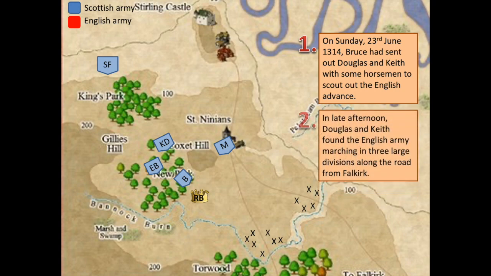In the late afternoon, Douglas and Keith found the English army marching in 3 large divisions along the road from Falkirk. And annotate your maps as follows to add the 3 divisions in. The vanguard at the front, the midguard, and the rear guard. 3 massive battalions coming up the road.